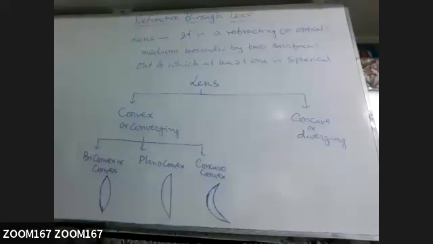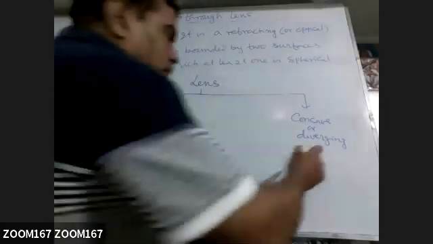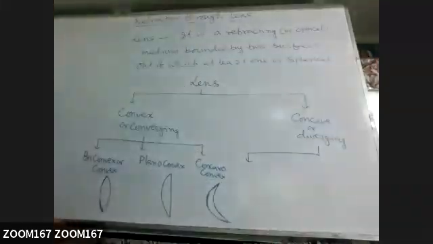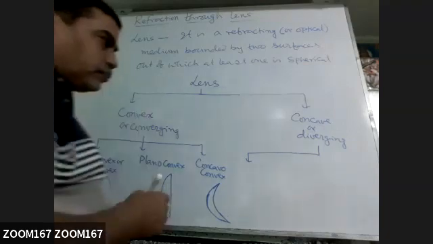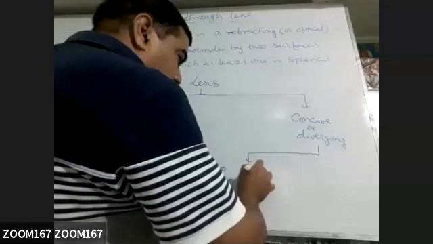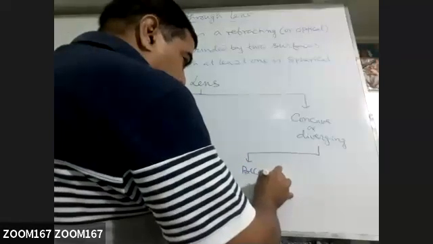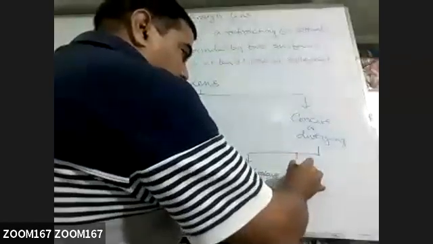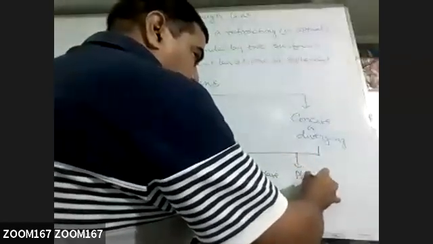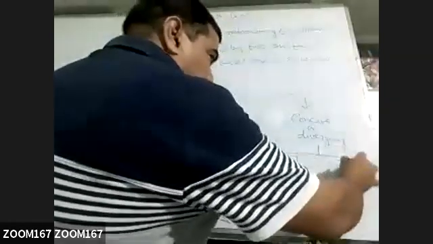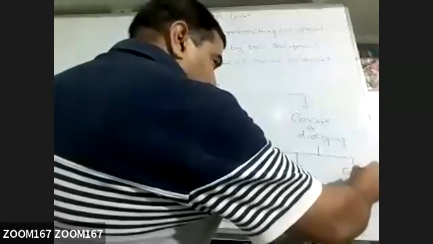Similarly, this concave. This also has got 3 types. Biconcave or simply concave. Plano-concave. And the third is convexo-concave.